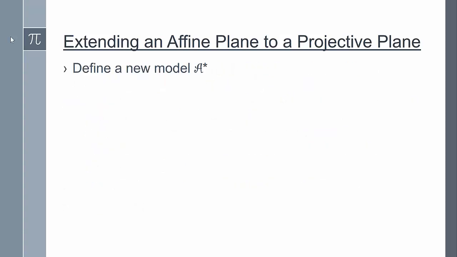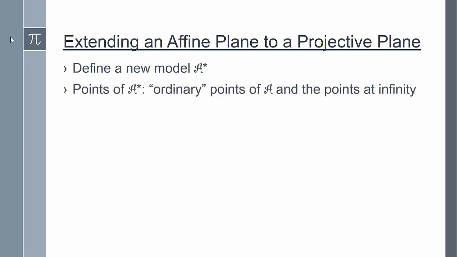So our new model is going to be called A star. A is an affine plane. And we're going to define our new model, A star, by taking all the points that are in A and adding to that all of the points at infinity. The regular points, the ordinary points of A, are the points that were already in the affine model A. We're going to call those ordinary points, to distinguish them from these equivalence classes, which we're calling points at infinity.